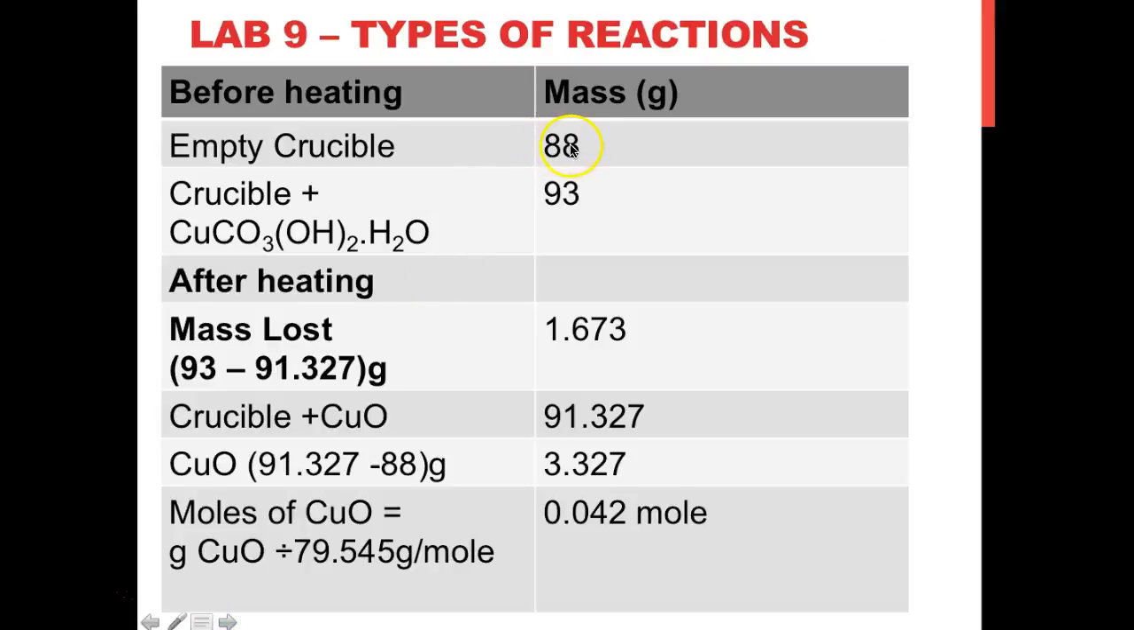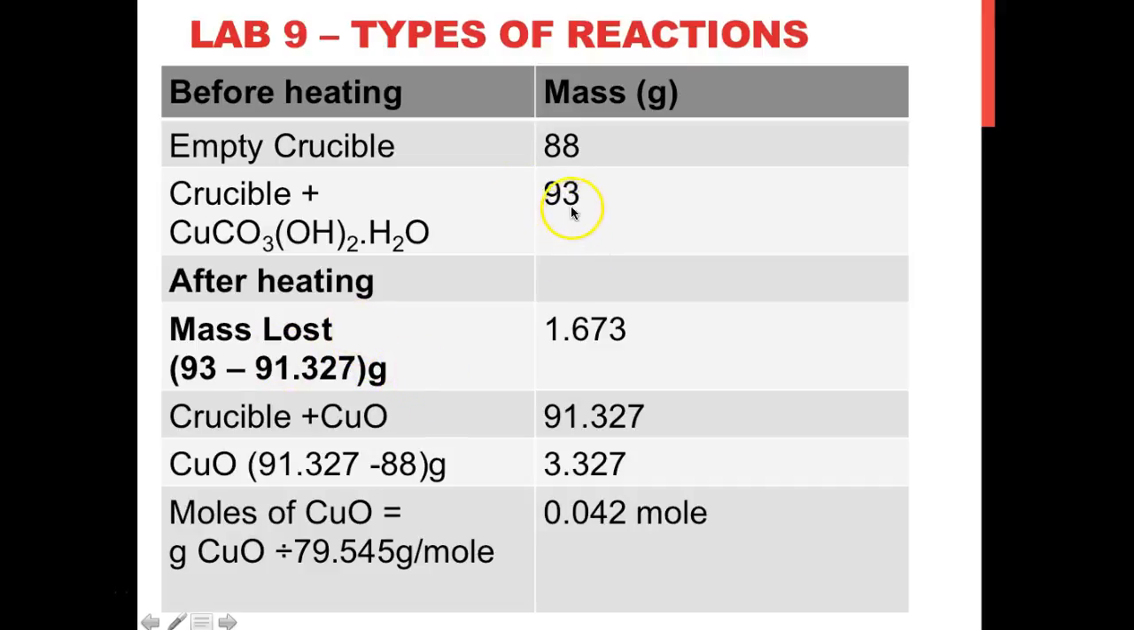So the empty crucible was 88 grams. To it you added 5 grams of the hydrate, so it's 93 grams, hydrate plus crucible. The mass after the heating, what was lost is the water and the carbon dioxide. So 2 molecules of water as well as that 1 molecule of carbon dioxide, right?